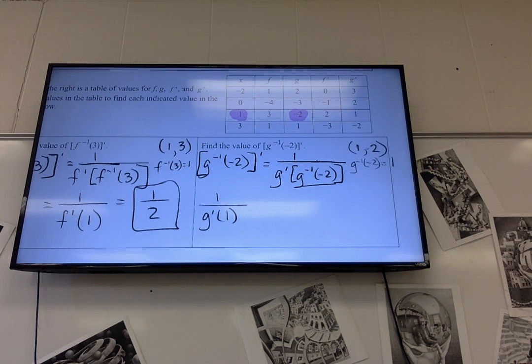So now we do G prime of 1 is 1. Now we can get it on the board. So it's 1 over 1. That's just 1. I did it. That sure looks like 1.